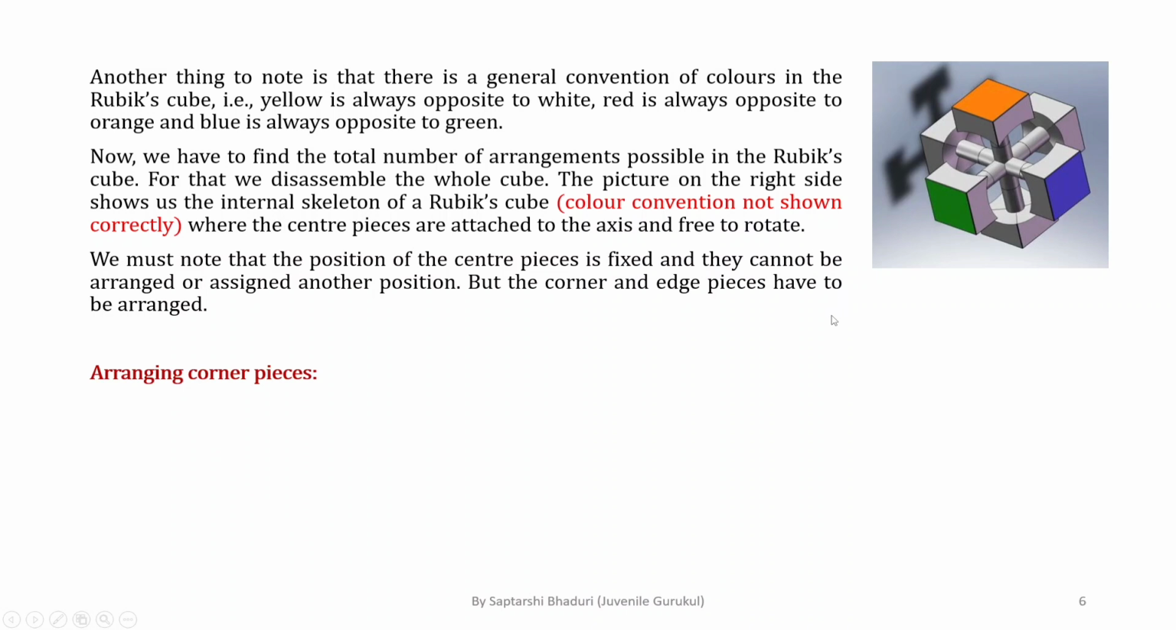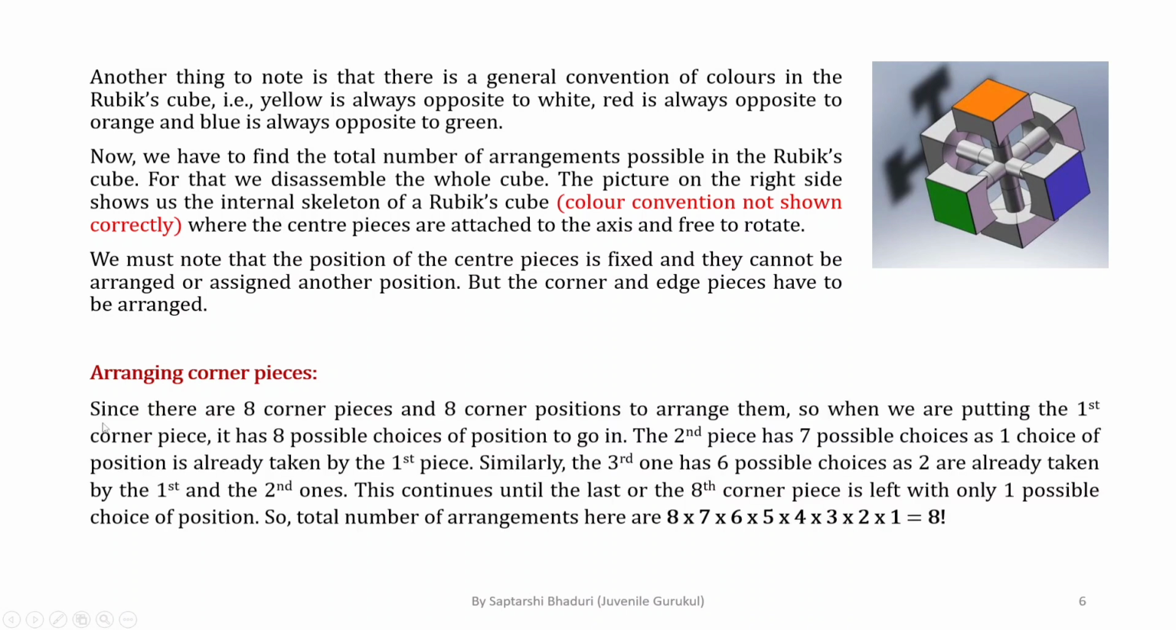Now we are applying the concept of combinatorics. First, we start with arranging the corner pieces. Since there are 8 corner pieces and 8 positions to arrange them, when we are putting the first corner piece, it has 8 possible choices of position to go in. The second piece has 7 possible choices, as one choice of position is already taken by the first piece. Similarly, the third one has one less again. It has 6 possible choices, as 2 are already taken by the first and the second ones. And this continues until the last or the 8th corner piece is left with only one possible choice of position. So the total number of arrangements here is 8 factorial.